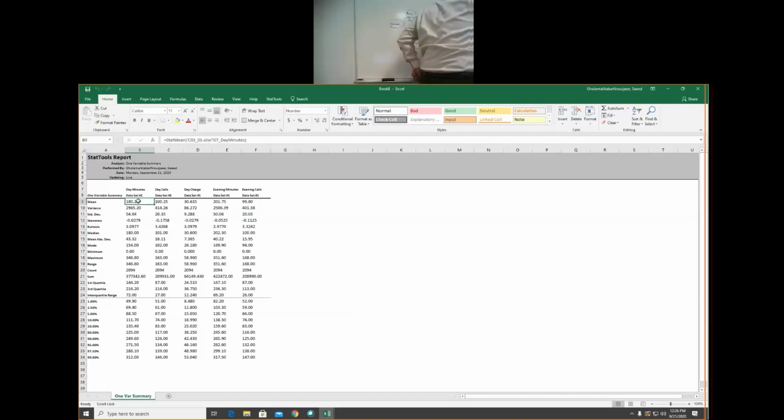Whenever mean is bigger than the median, we have a skewness to the right. Whenever mean is less than median, we have a skewness to the left. Three ways to check the symmetry of the distribution: histogram, comparison of the mean and median, and also skewness.